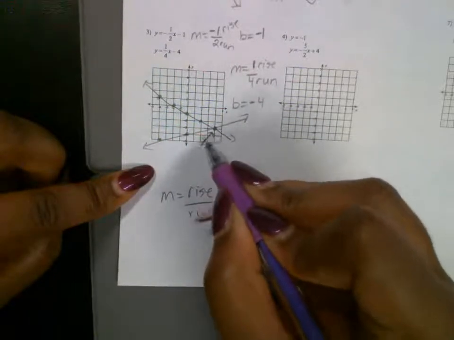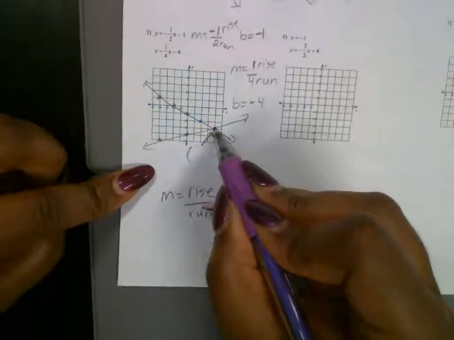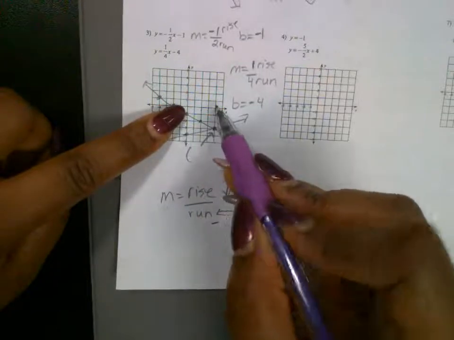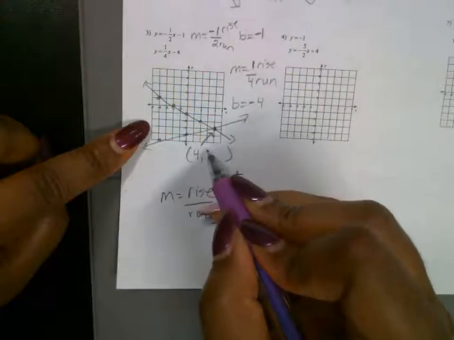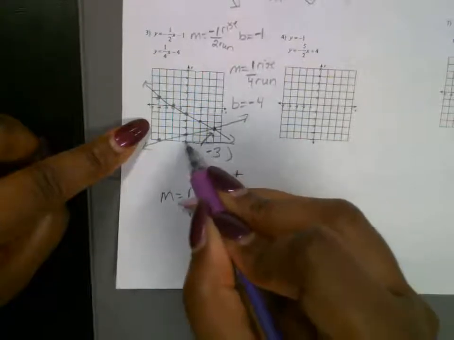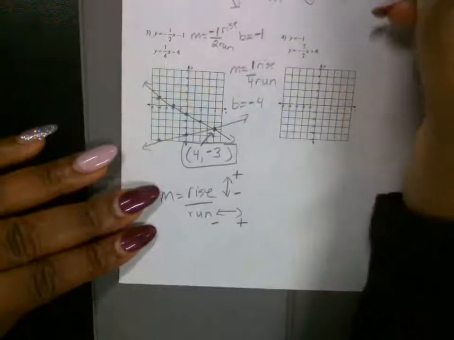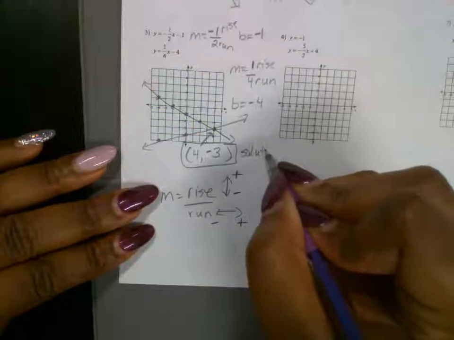This is the solution. What ordered pair is that they share? What ordered pair is that? Start at the origin. You had to go over 4. That's +4. You had to go down 3. So that's -3. This is the solution. That's the 1 point they share.